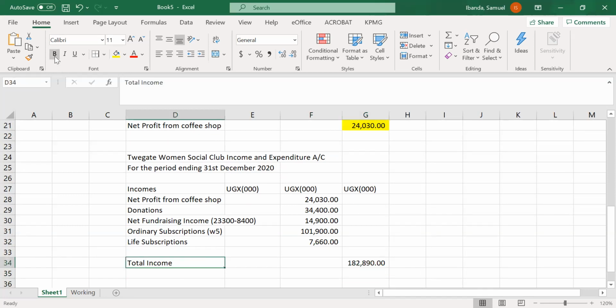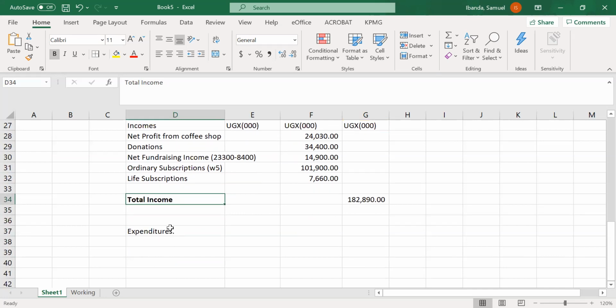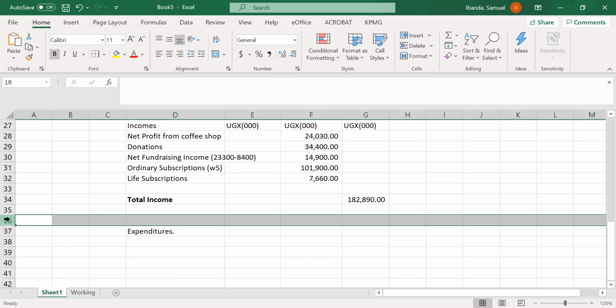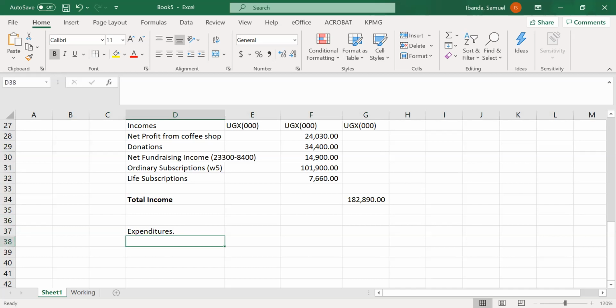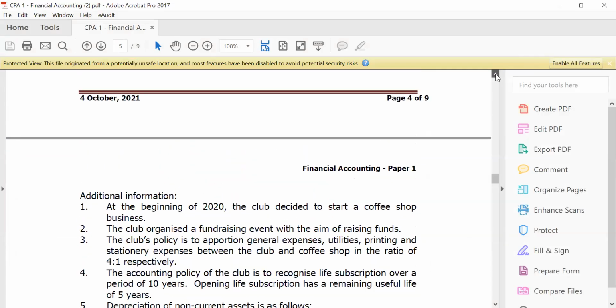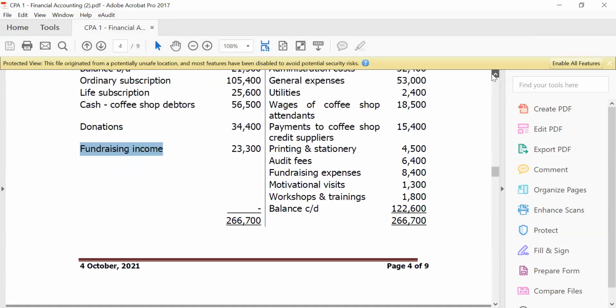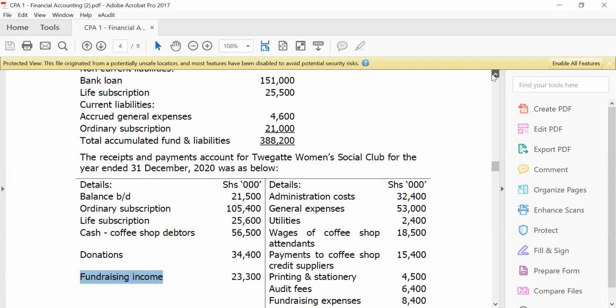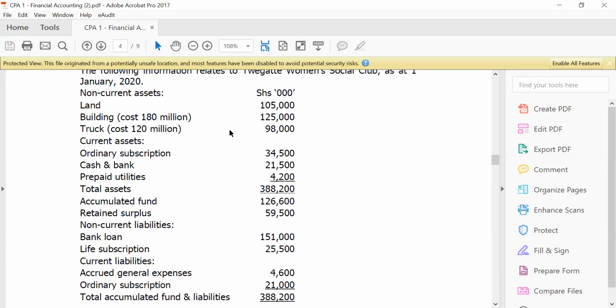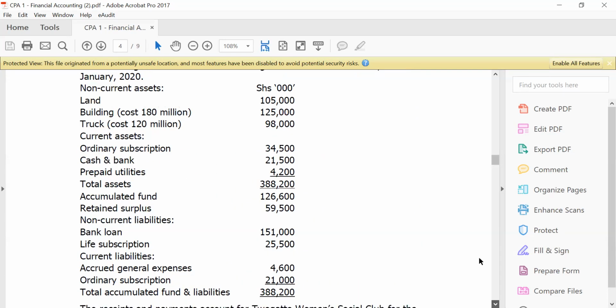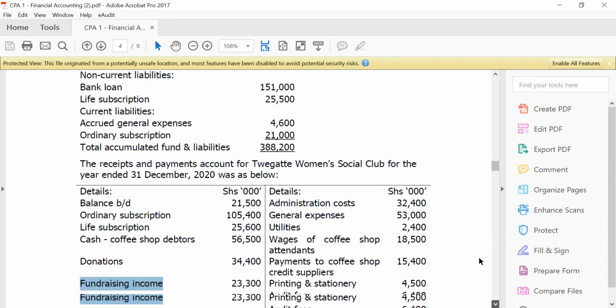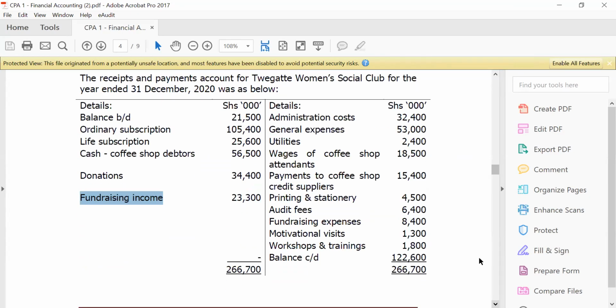After my total income, I'll go to my expenses, which is my expenditure, okay? So expenditure, how do I get my expenditure? Again, I go and look at what I have. Opening balances, there are no expenditures there. Expenditures are within my receipts and payments, okay?